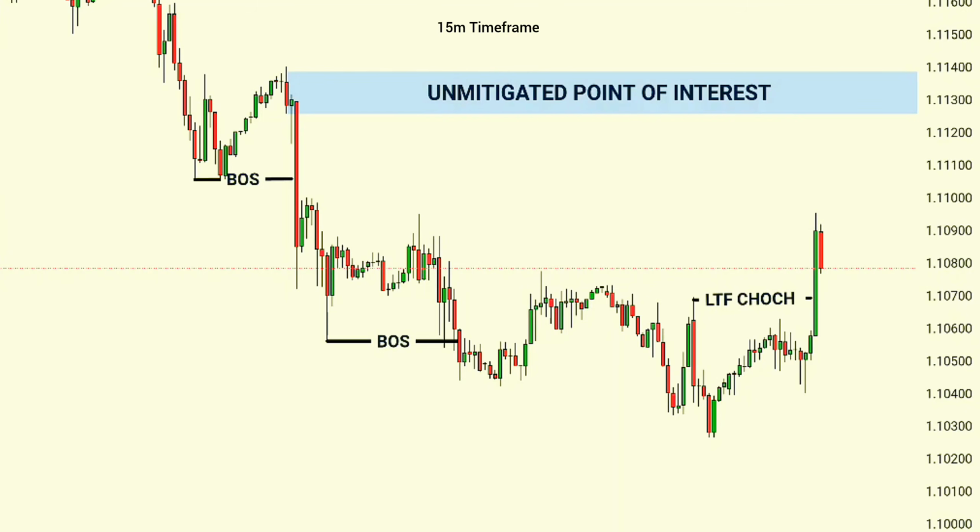For beginners, this concept is simply early confirmation. It helps you avoid entering too soon and gives better timing. After seeing this change, a sell position can be planned with more confidence.